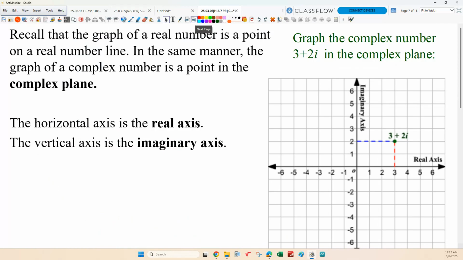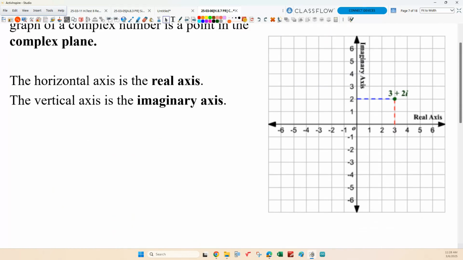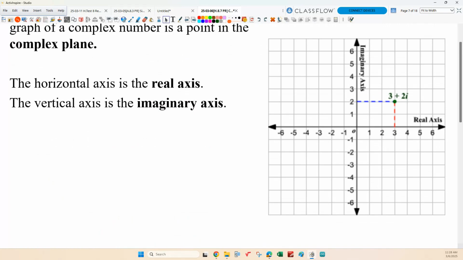And a lot of what you do when you're dealing with complex numbers revolves around using this complex plane. Well, what is the complex plane? The complex plane looks like the XY plane, and it acts like it in many ways, but it's different. Instead of the horizontal axis being the x-axis, it's what we call the real axis, and the vertical axis, instead of being the y-axis, is the imaginary axis.